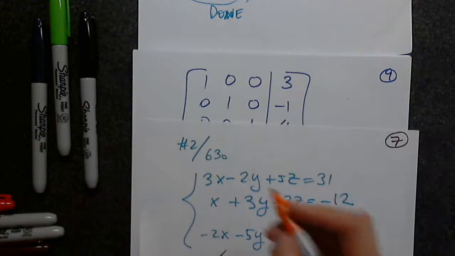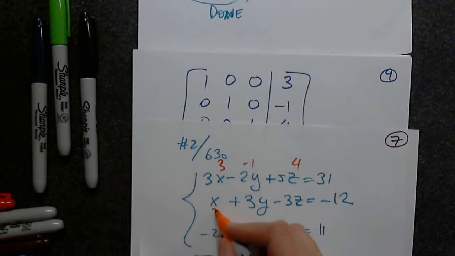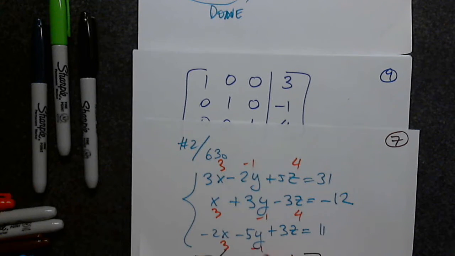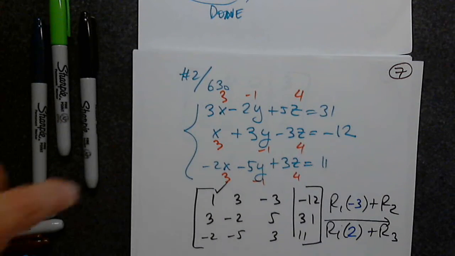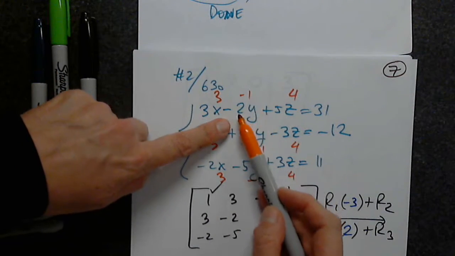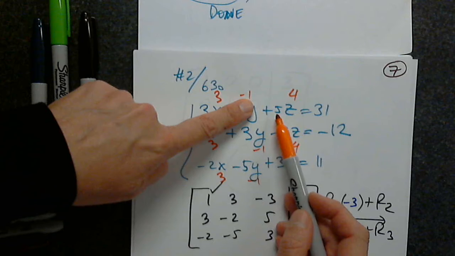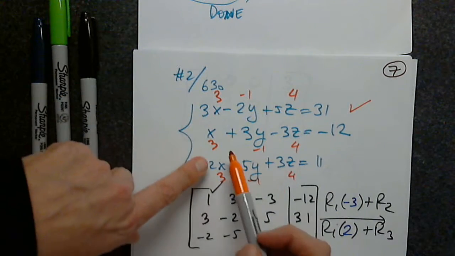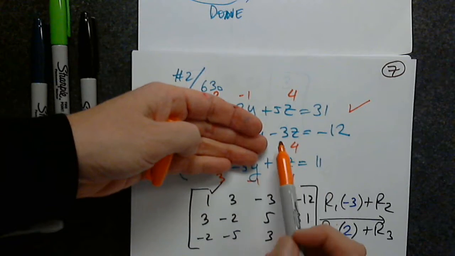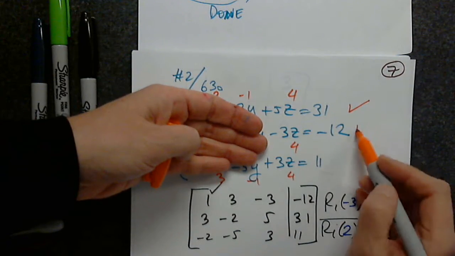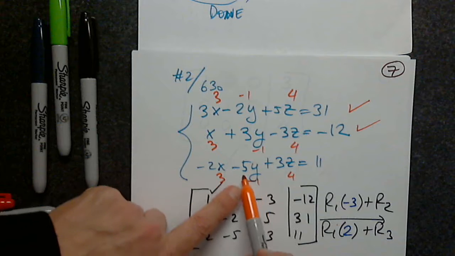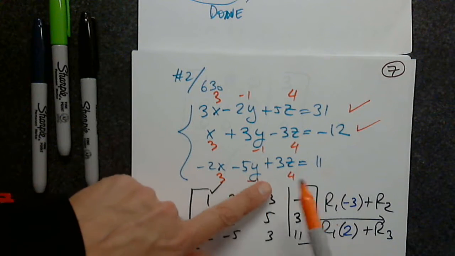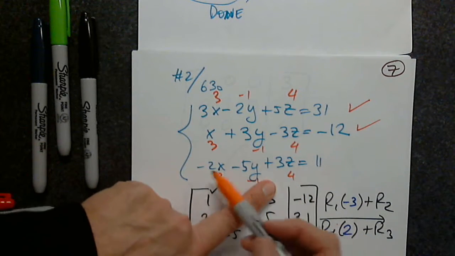3, negative 1, 4. I don't know. We'll see. 9 plus 2, 11. 11 plus 20, 31. 3 minus 3, 0. Negative 3 times 4, negative 12. Negative 6 plus 5 is negative 1. 12 minus 1, 11.